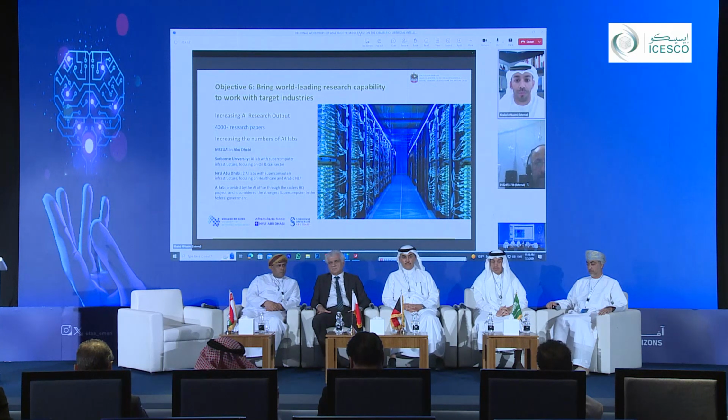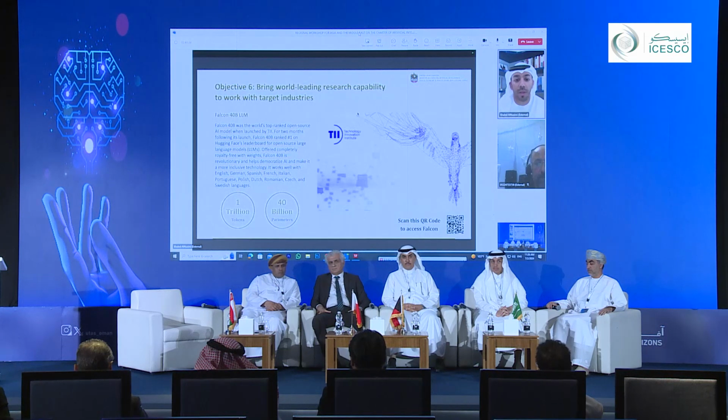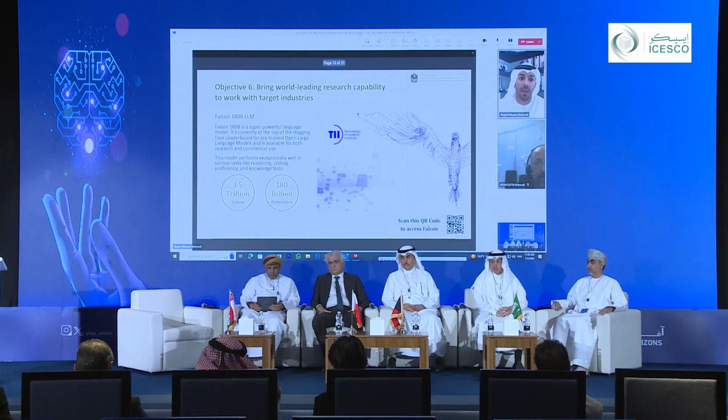like G42. And within that field as well, products and milestones have been achieved over the past couple of years, such as LLMs that were top ranked globally as open-source LLMs. One of them that we are very proud of in the UAE is the Falcon 40B LLM that was developed by TII in 2023, and most recently Falcon 180B, which was also launched and developed in-house by TII.